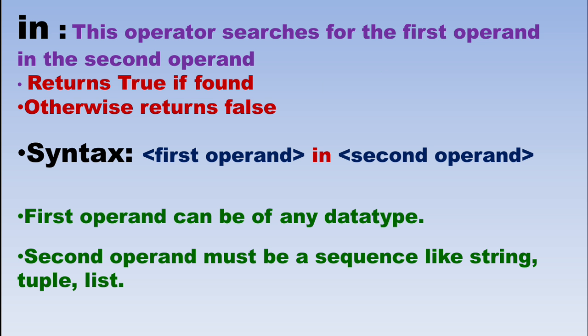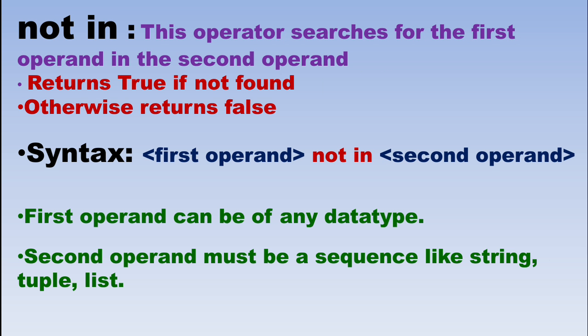First operand can be of any data type. Second operand must be a sequence. This you already know from the previous chapter. So second operand must be a sequence type, whether it is list or tuple or string, but first operand can be of any type. In the same way, the not in operator searches for the first operand in the second operand, and if it is not found, then it returns true, otherwise it returns false. Syntax is the same, first operand not in second operand. First operand can be of any type, but second operand must be a sequence.